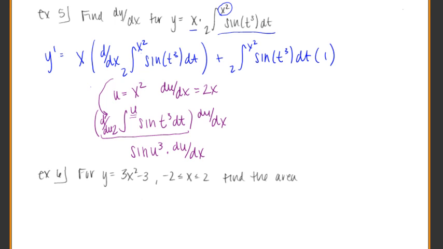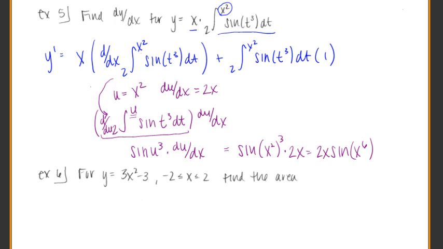Okay, so finishing this up just a little bit, what is u? Well, u was 2x. I'm sorry, u is x squared. So this will be sine of x squared cubed times du dx, which is 2x. Or it's going to be sine of x to the 6th times 2x. So we can even put that 2x in the front if we want. Okay. So 2x sine of x to the 6th.